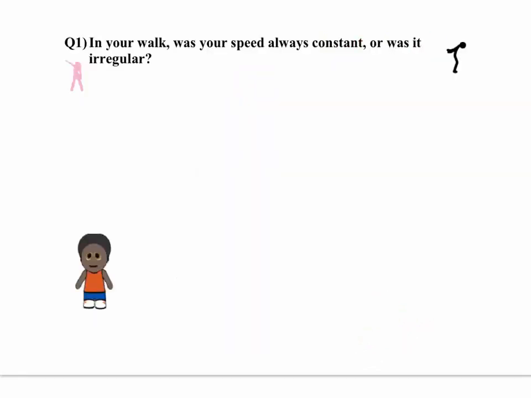Alright, so on to the questions. In your walk, was your speed always constant or was it irregular? So guys, in this lab, we intentionally made you do an irregular walk on purpose because we eventually wanted you to see the difference between average and instantaneous speed, or average and instantaneous velocity.